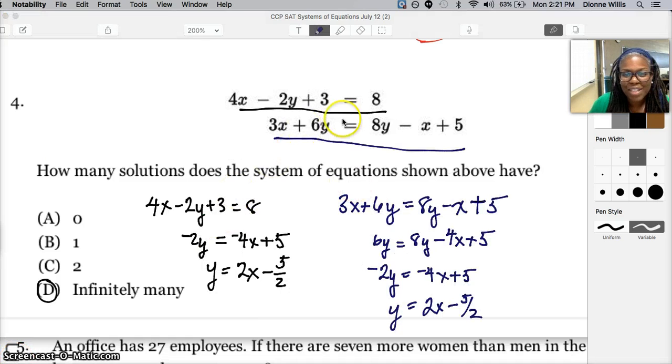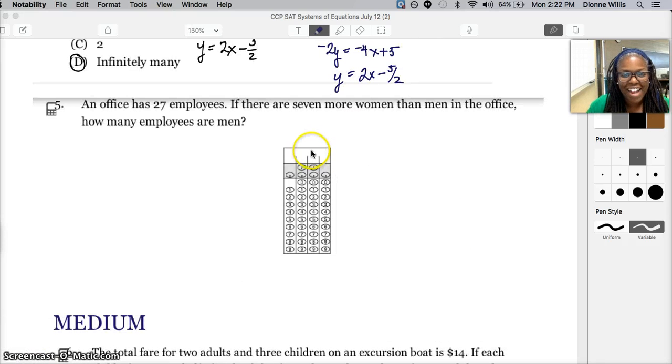All right, so with some real basic stuff going on, you can pause it and take a look at what we did. We solved for y in each situation, and what we see is that we're dealing with the same exact line. Thus, we have that overlapping situation where there's infinitely many solutions. All right, as we look at this one, the answer to this one is 10.